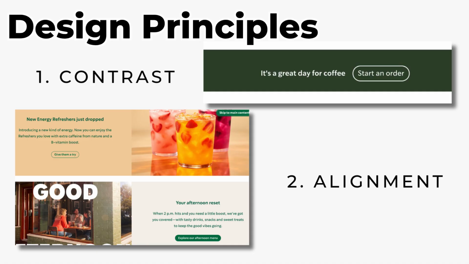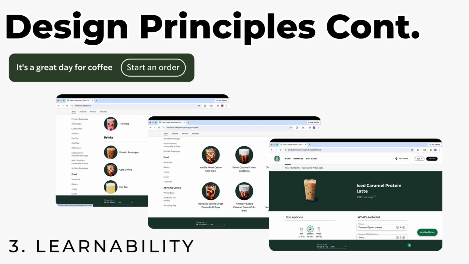So the first design principle that I noticed was contrast, and that's using the white color font against a dark background. Starbucks.com does do a great job with alignment, which keeps everything looking nice and organized. They also do a great job with learnability for new users that are wanting to order a drink. The steps to do that are clear and it's made simple for them to do.